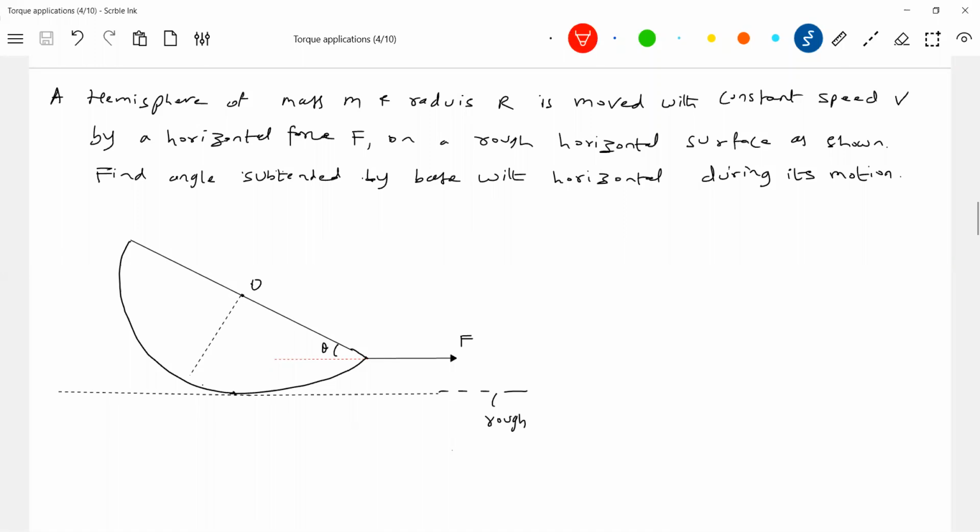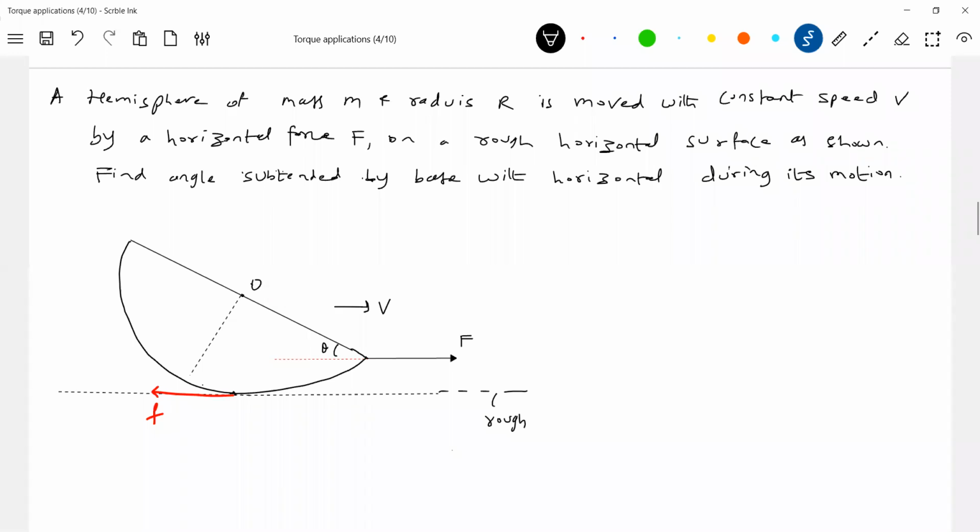Shall we take friction towards left? Then only there is equilibrium, because it is moving with a constant speed v. You can show that velocity, or I'll just show that velocity here. The friction must act here.